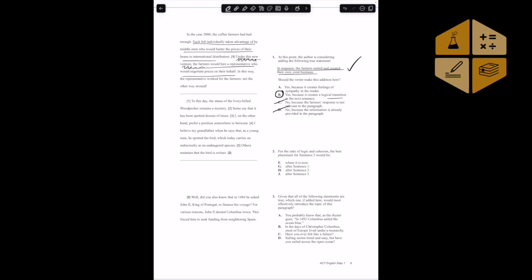Okay, number 2, let's read the paragraph. To this day, the status of the ivory-billed woodpecker remains a mystery.